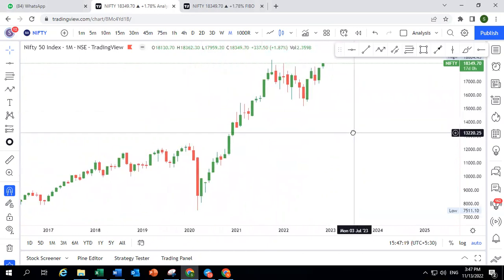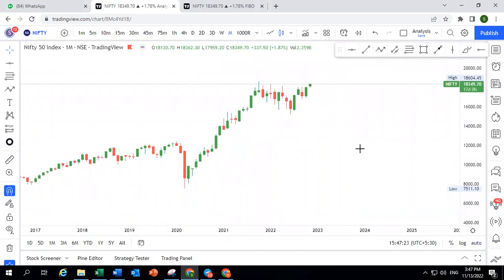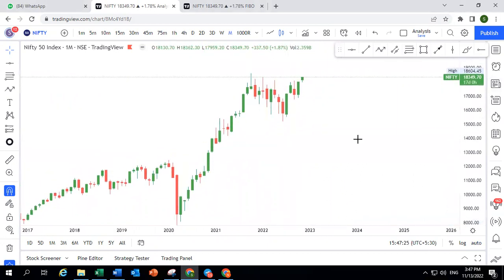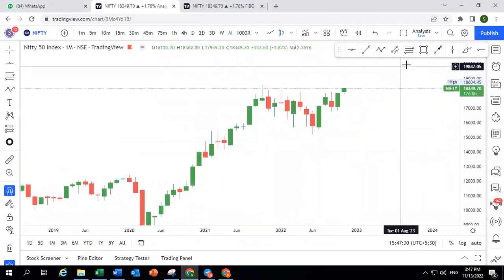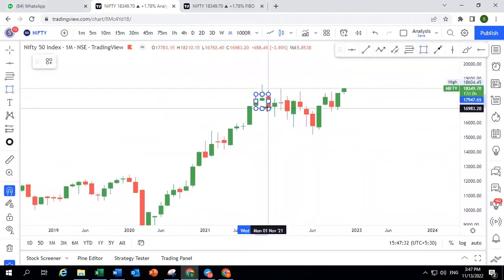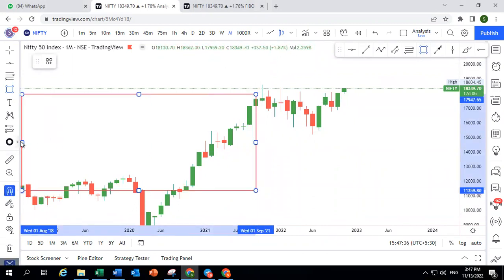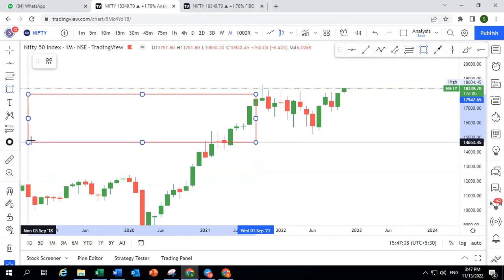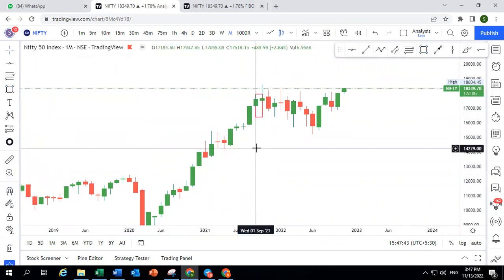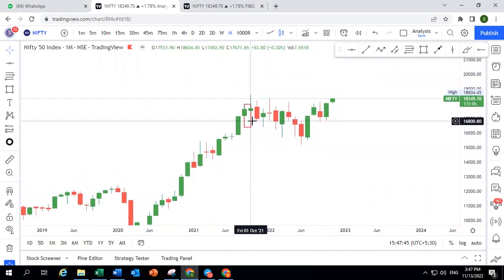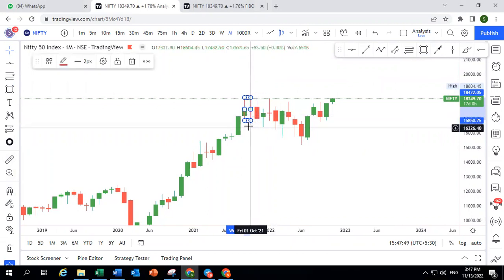Now, if you see October 21, look at this candle very carefully. I'll just highlight this candle. This is the candle for October 21. Now, if you see the candle for October 21, what do you see?